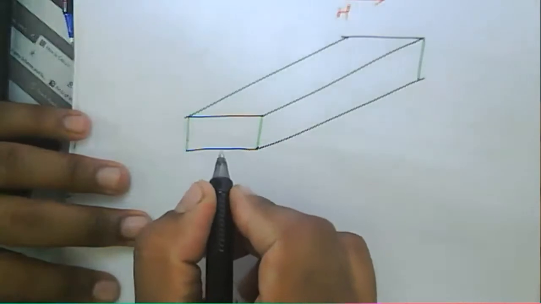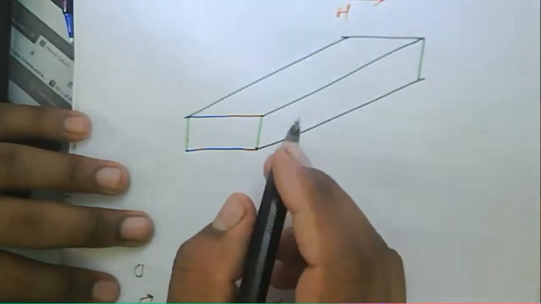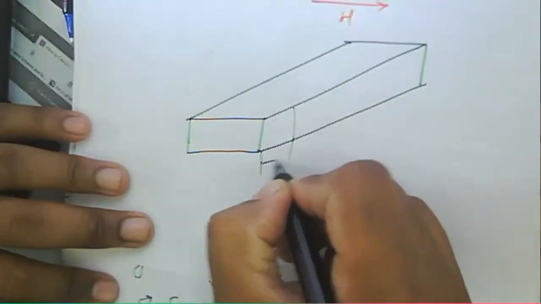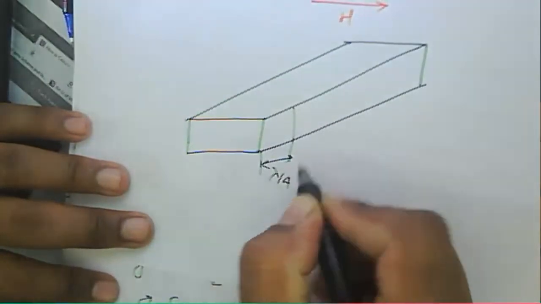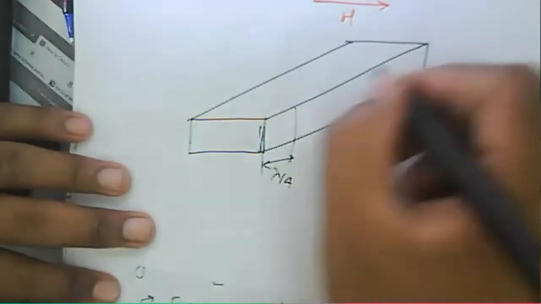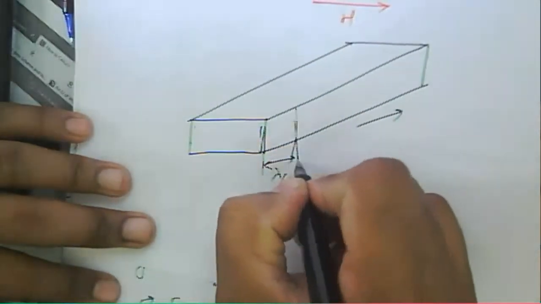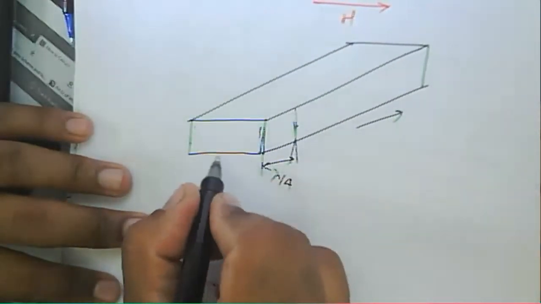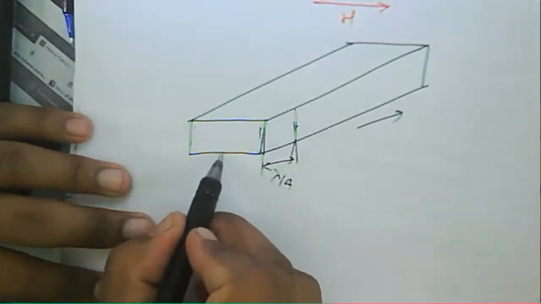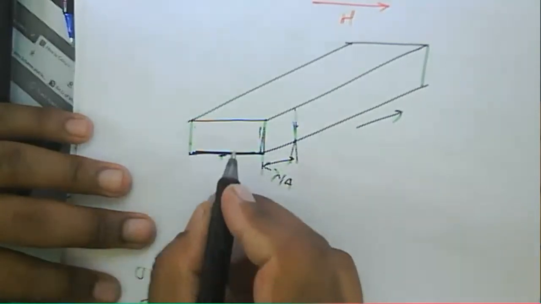Now we need to excite the rectangular guide, from this particular end at a length of lambda by 4. This is supposed to be the end of the guide, and we are transmitting the power in this direction. So at lambda by 4, we have to insert the probe from the bottom of this particular side of the guide.